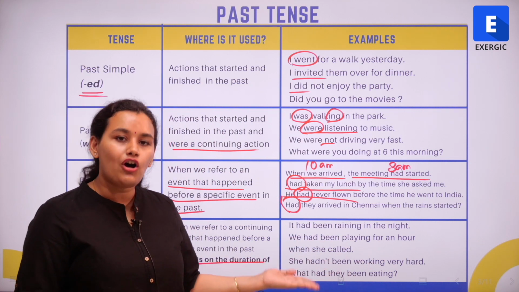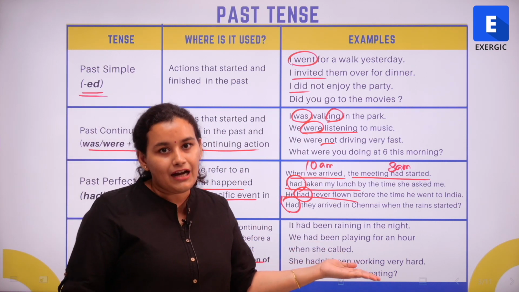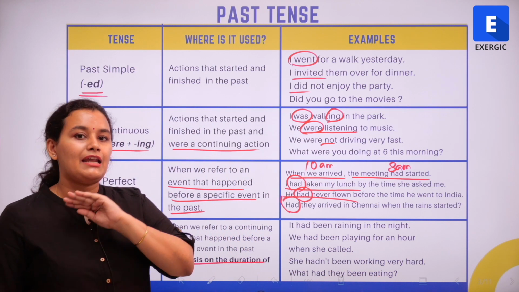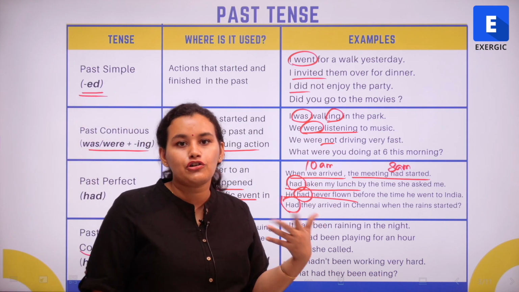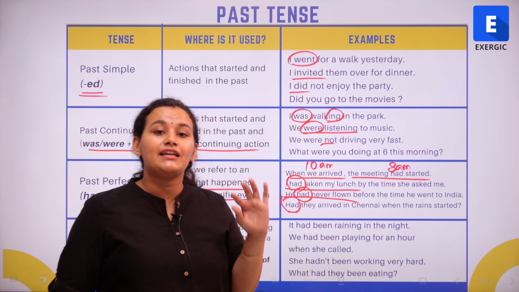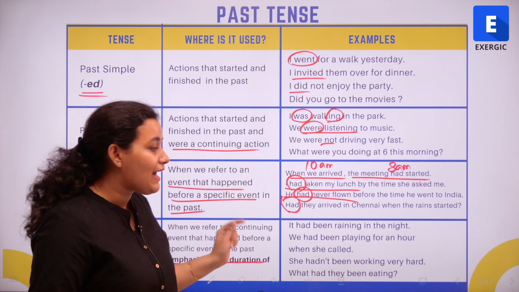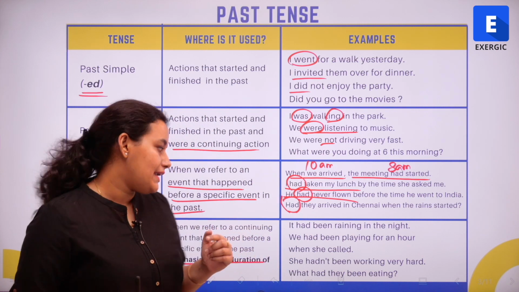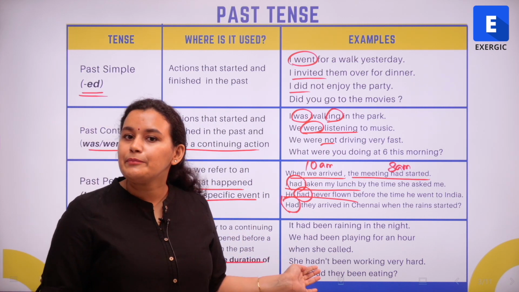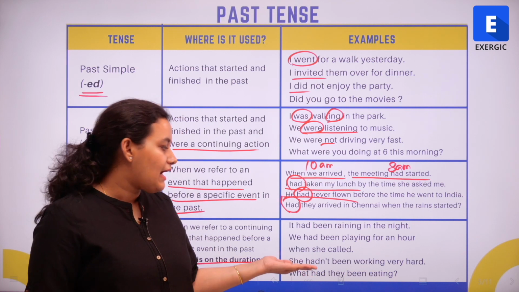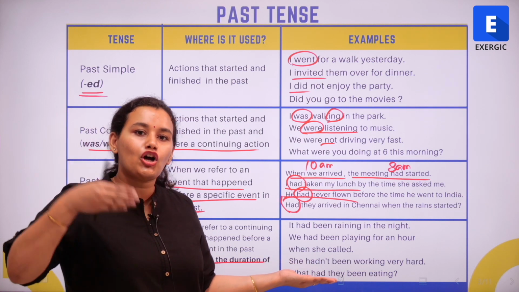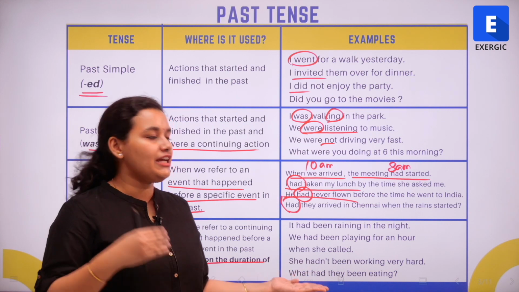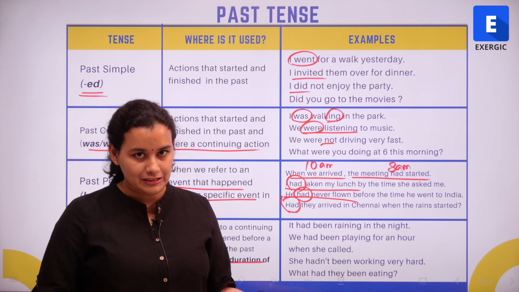So when she called and us playing are two actions in the past, and I'm referring to the continuing nature of us playing, and I'm putting an emphasis on the duration. So we had been playing for an hour when she called. A negative sentence: she hadn't been working very hard. Hadn't is had not. She had not been working very hard, or she hadn't been working very hard.